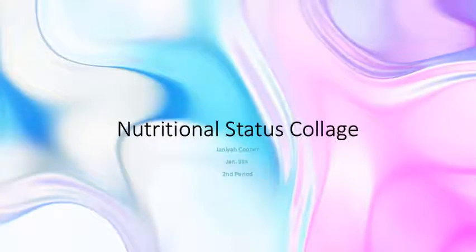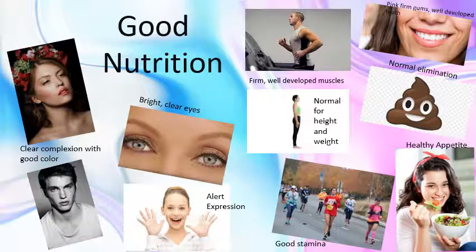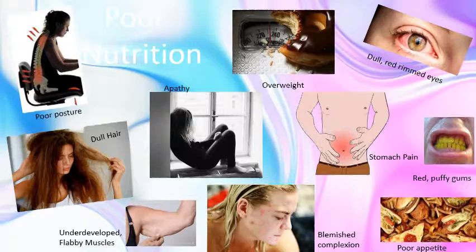As you can see, this student had her first slide with the title, Nutritional Status Collage, with her name, date, and class period. Here, she has titled her second slide, Good Nutrition. She has 10 pictures and explanations of each picture. On her third and final slide, she has it labeled Poor Nutrition. She also has 10 images with a description.